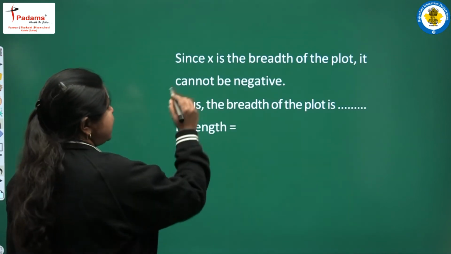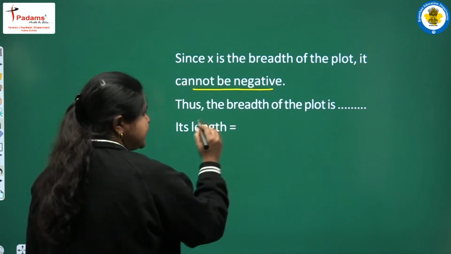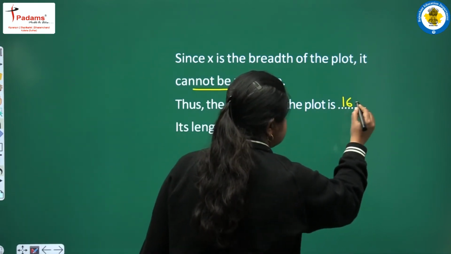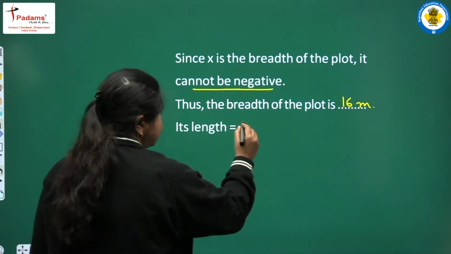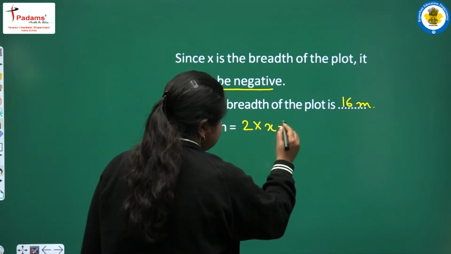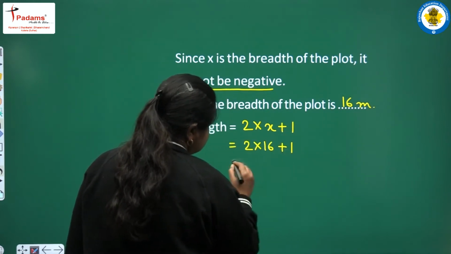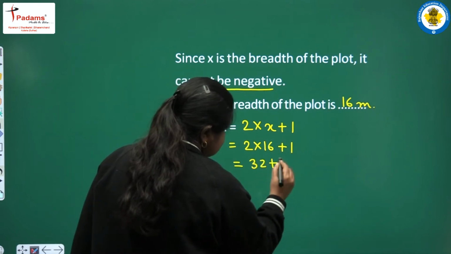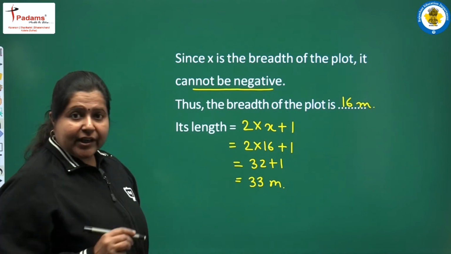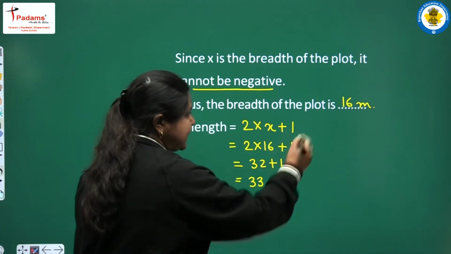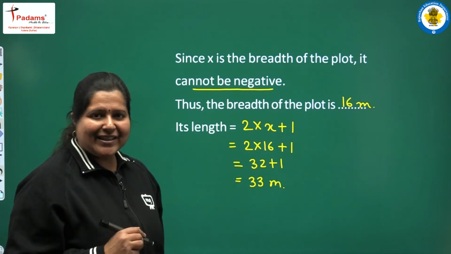We write here, since x is the breadth of the plot, it cannot be negative. Thus the breadth of the plot is 16 meters. Okay, and now its length will be 2 times breadth plus 1. So this will be 2 into 16 plus 1. It's 32 plus 1 equal to 33 meters. And you can check your answer by multiplying this length and breadth. You will get the area as 528 meters square as given in the question.